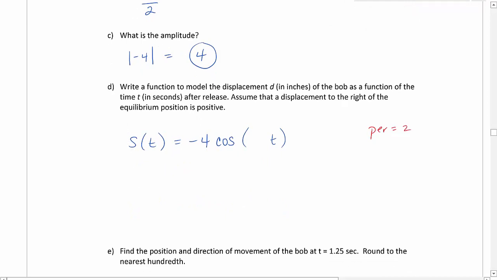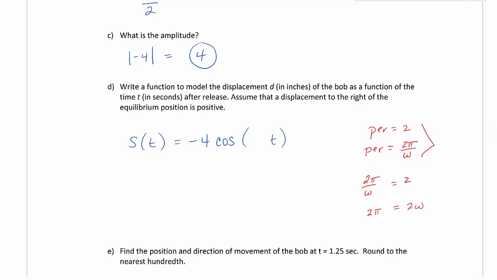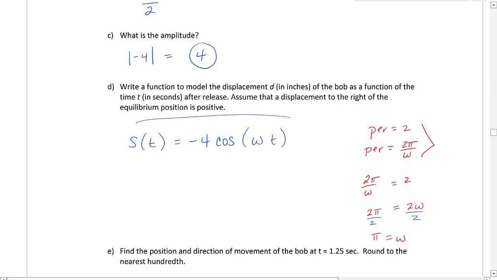The period is equal to 2, and we also know that the period is equal to 2 pi over omega, so we're just setting these two equal to each other. 2 pi over omega equals 2, cross multiplying. 2 pi equals 2 omega. Dividing, we get omega to be pi. That completes the argument of our function. S of t equals -4 cosine of pi, not omega, pi times t.